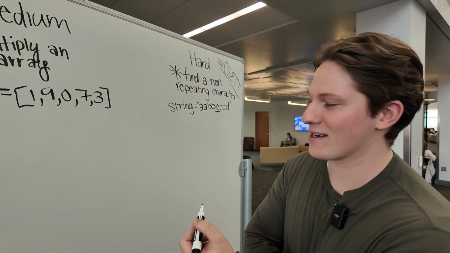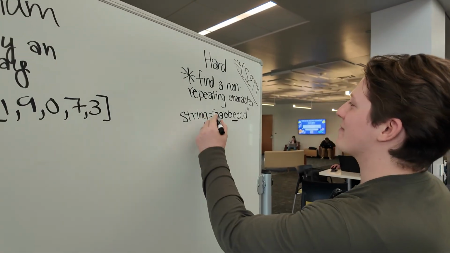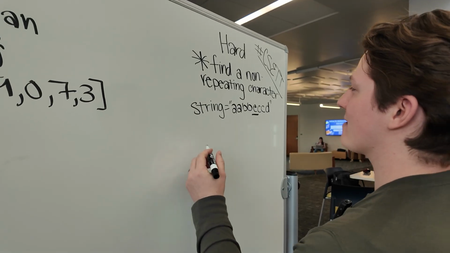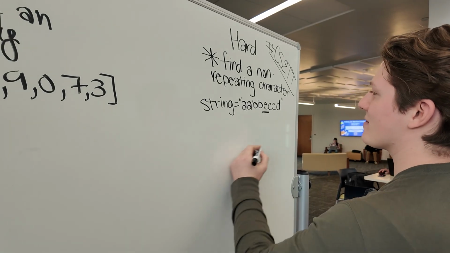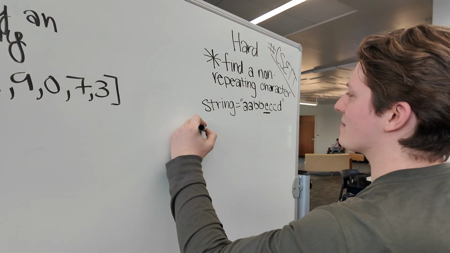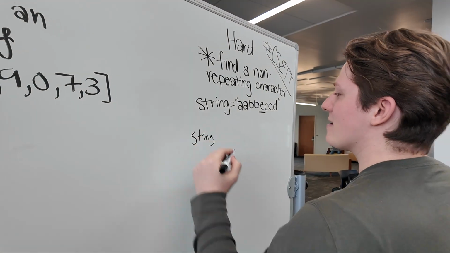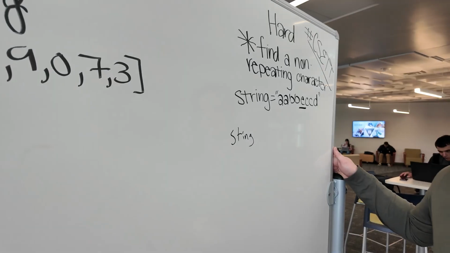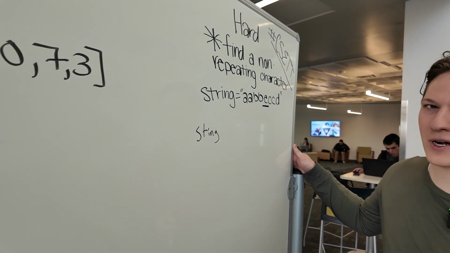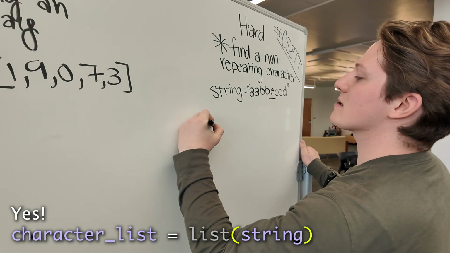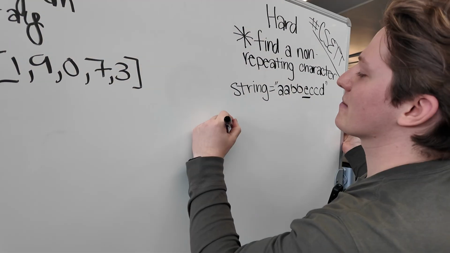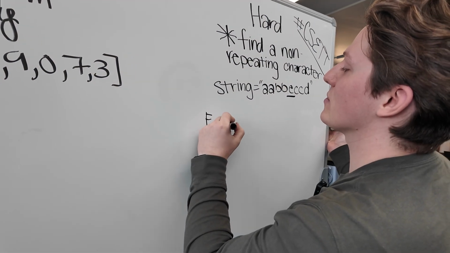I've never even done a technical interview, so if I need to find a non-repeating character, I guess you could take the string. So string is equal to this, and you could put, is there a built-in function in Python that splits a string into an array? I've been doing C# for like months. Let's see, my handwriting is terrible.